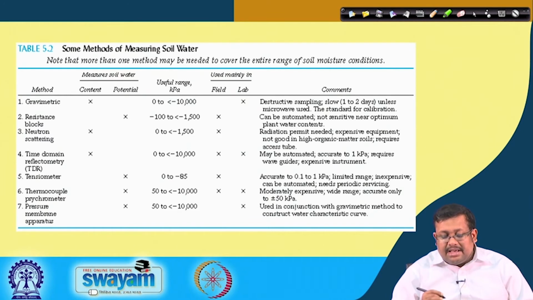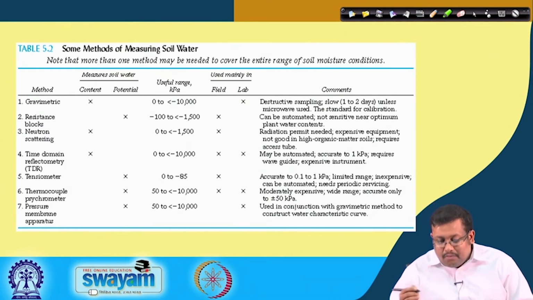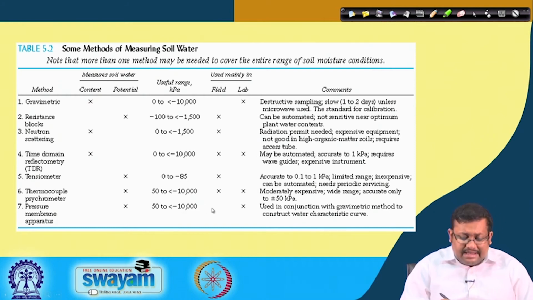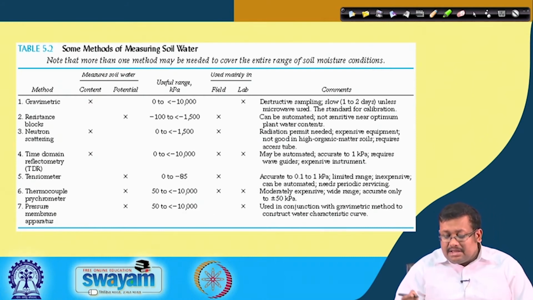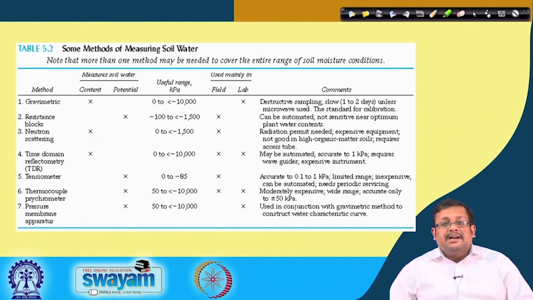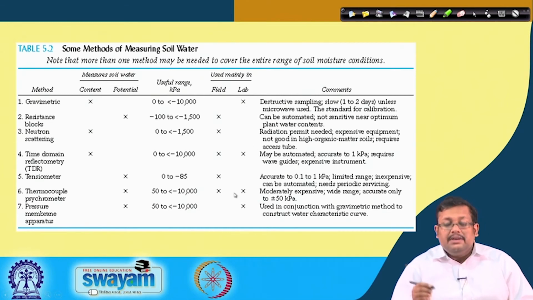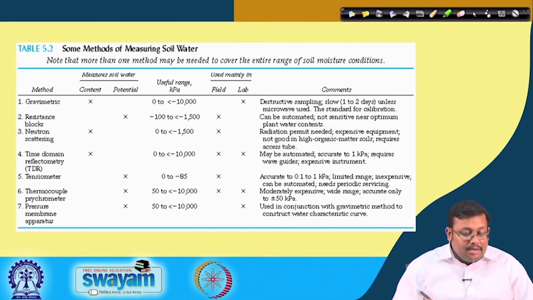In case of tensiometer, as you can see, it is only accurate from 0.1 to 1 kilopascal. It is a limited range. However, the pressure membrane apparatus can be used for 50 to minus 10,000 kilopascal, and it is used in conjunction with the gravimetric method to construct the water characteristic curve. So, these are some characteristics of these different methods of measurement of water content, and you can see which methods are used in the field and which methods are used in the lab. So, this slide will give you a basic overview of different methods of measurement of soil water content.